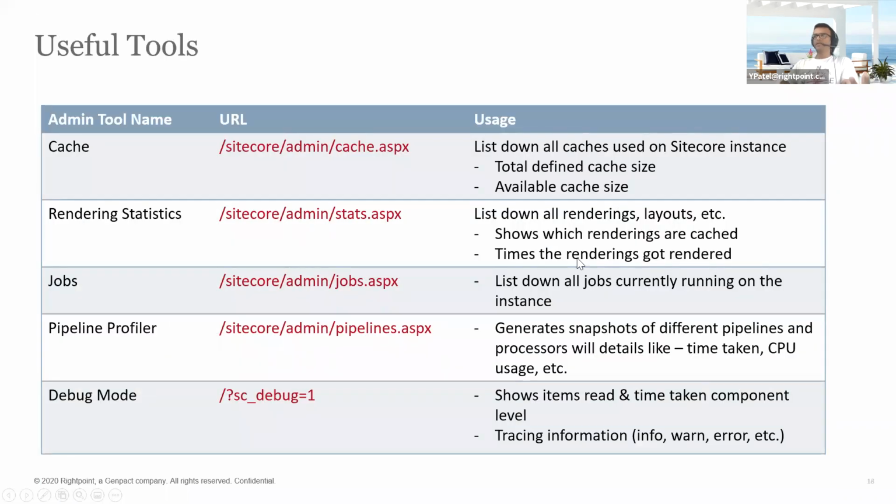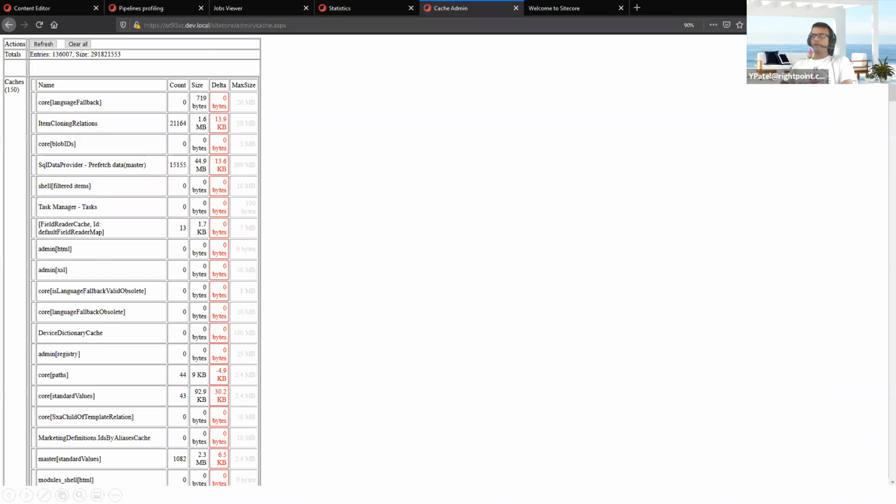Another interesting thing for troubleshooting performance, or it can be used for multiple reasons, is the cache page. I think I showed that we can see all the caches here and prepare a chart based on what caches are stored over time. Rendering statistics is a really interesting tool Sitecore has provided. Let me quickly show that.